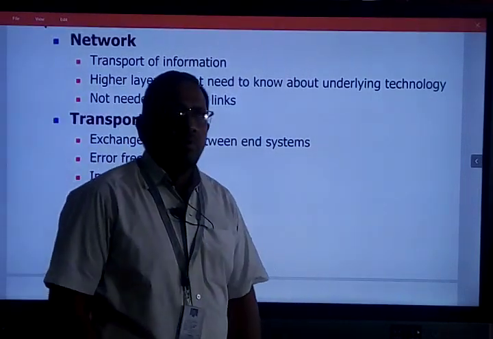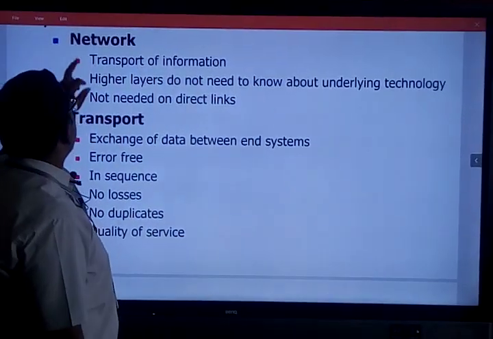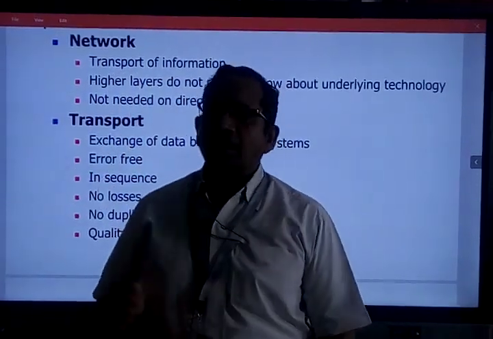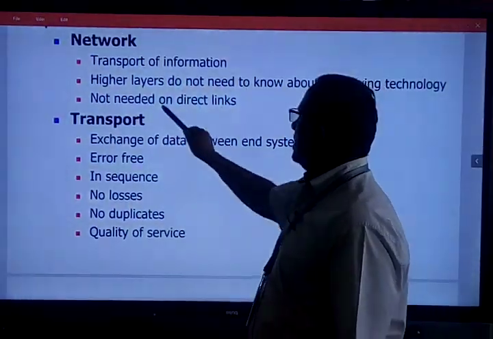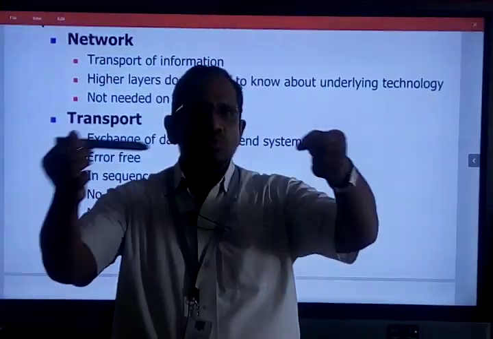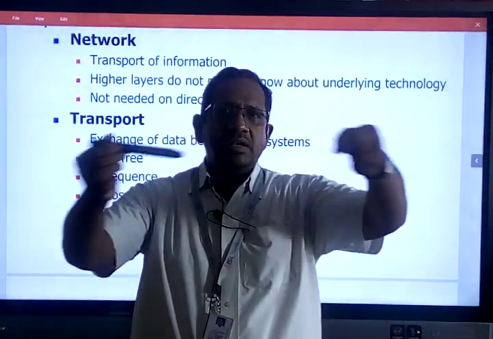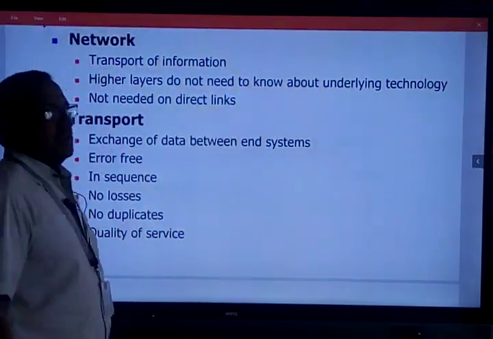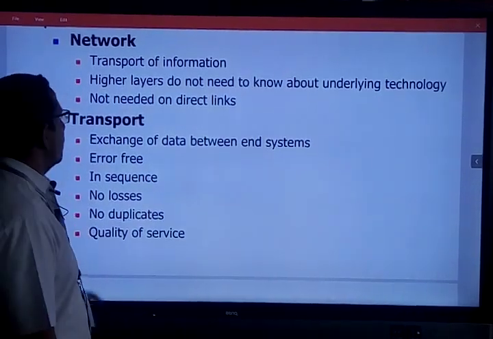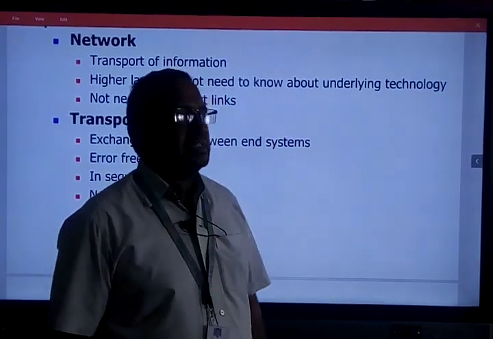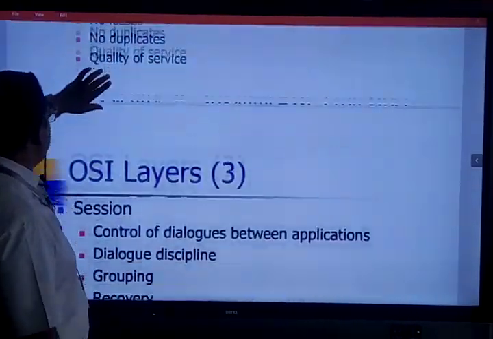The next important point is that we don't use the network layer if we have direct links. A direct link is a very simple case: two computers connected by a direct link, a direct LAN connection. Therefore I need not go with the network layer especially. I go to the network layer only when I have multiple links in the network. This is an important point for us.